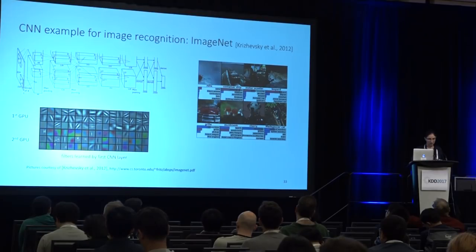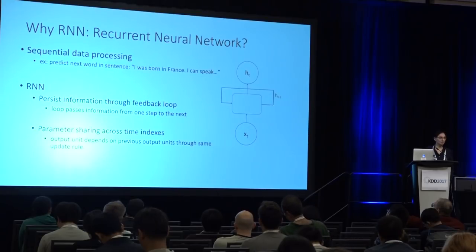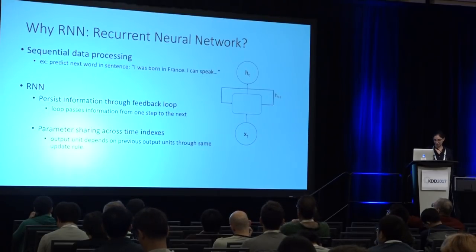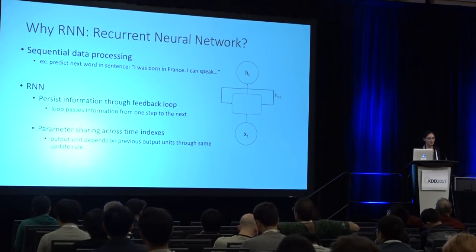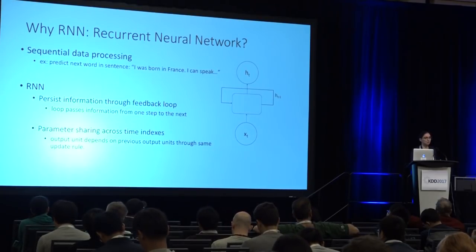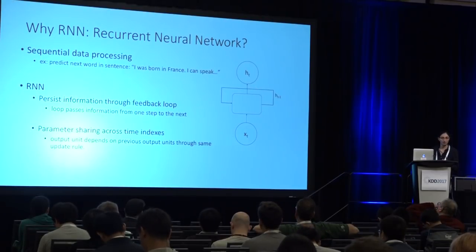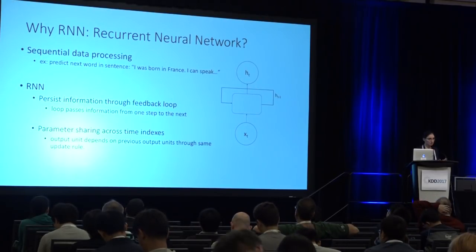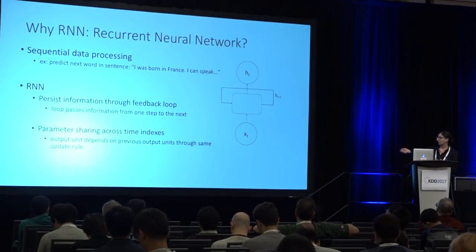All right. So that's for convolutional neural nets. I'm now going to move on to the last very common architecture in deep networks, which is recurrent neural networks. So these networks are specialized in dealing with sequential data. An example could be next word prediction. Imagine that I had a sentence that said, I was born in France, and so I can speak, and we try to predict the next word. It would be French. So recurrent neural networks allow to do this task because they have a feedback loop, drawn here, that passes information from one step to the next one.